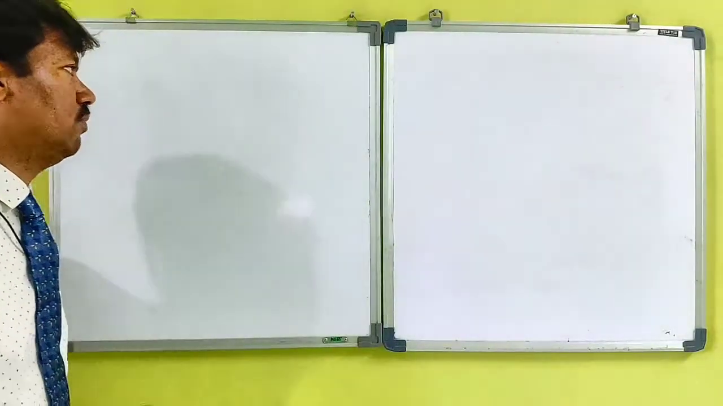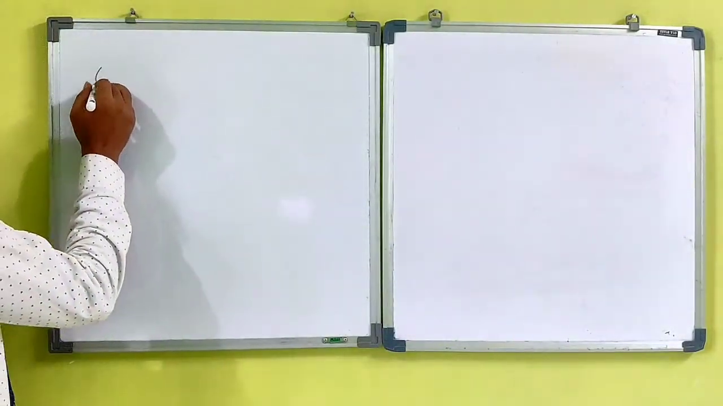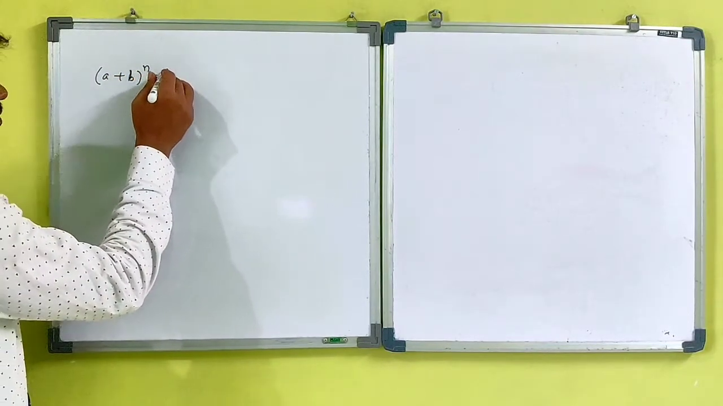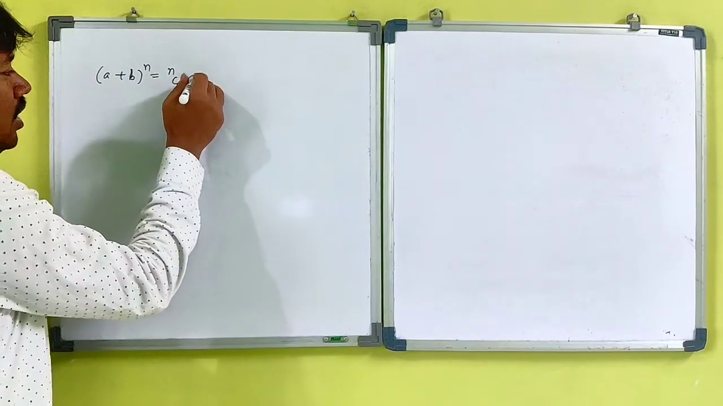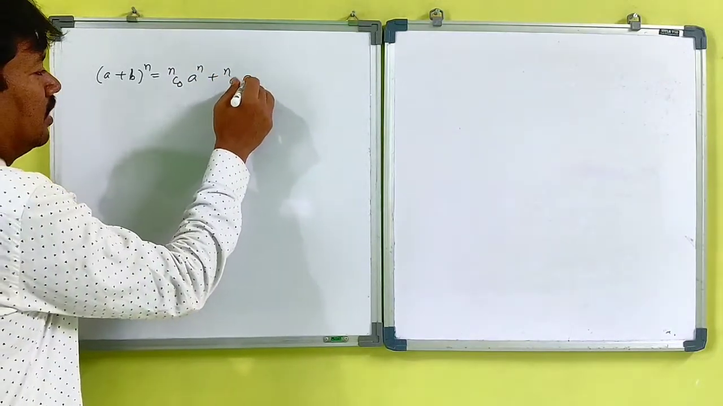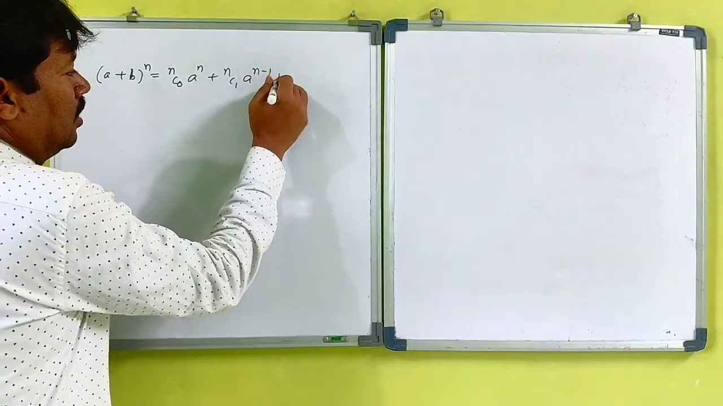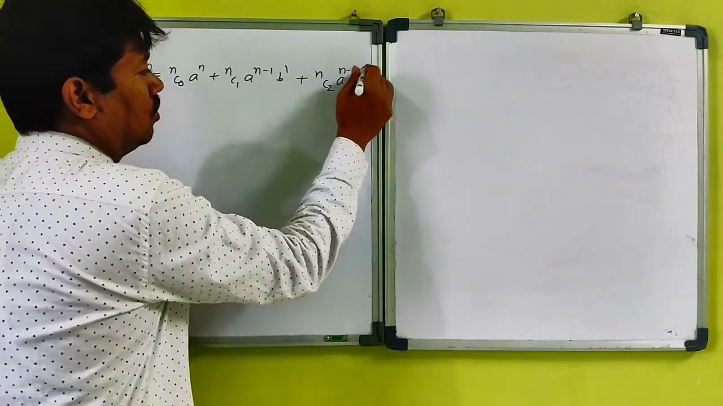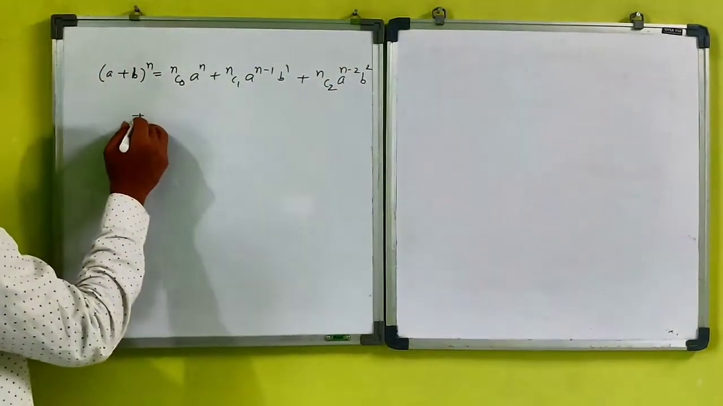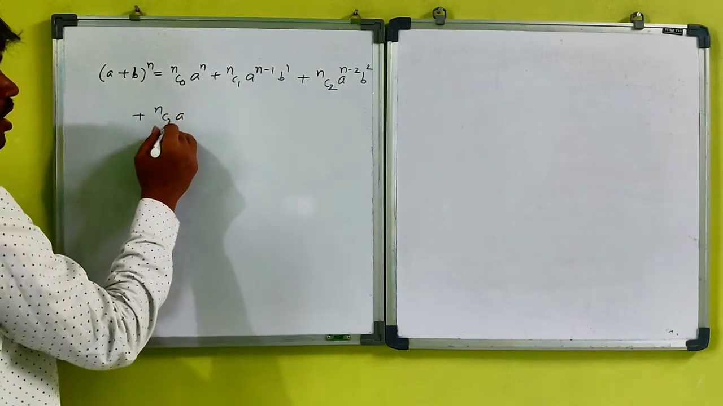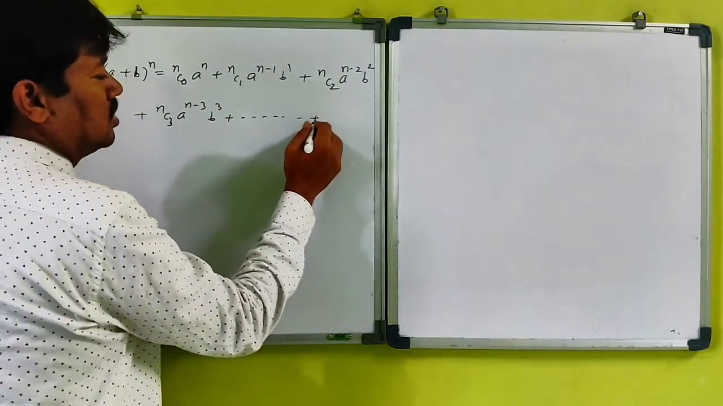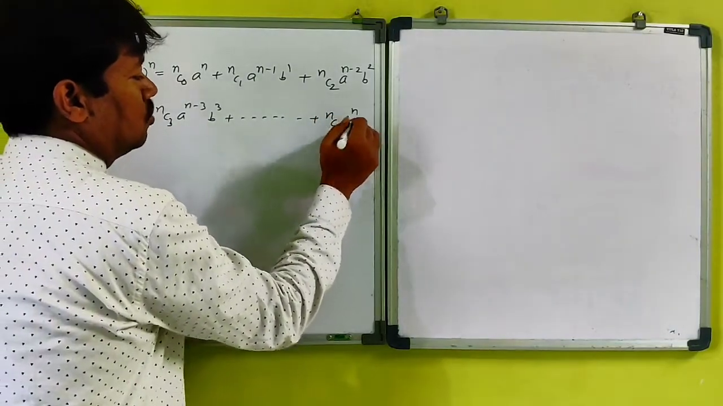So you should know first of all the formula for the binomial theorem. The binomial theorem is (a + b) raised to n, which is given by nC0 a^n plus nC1 a^(n-1) b^1 plus nC2 a^(n-2) b^2 plus nC3 a^(n-3) b^3, and so on. The last term is nCn b^n.